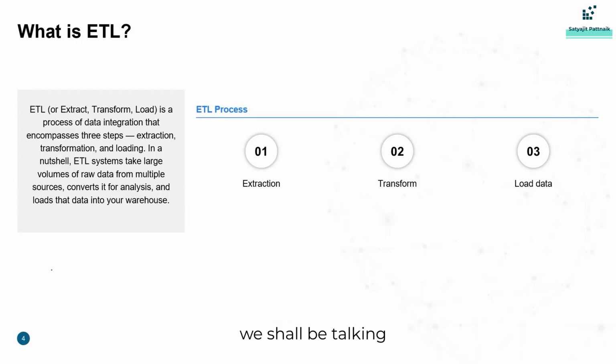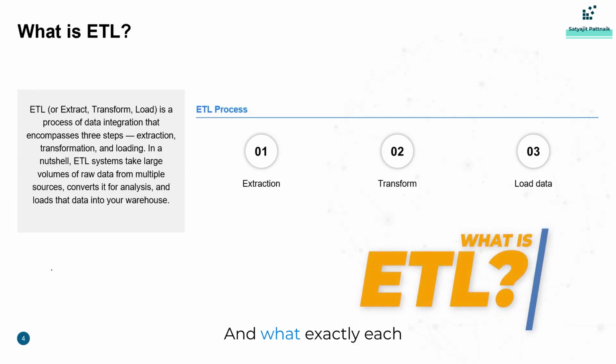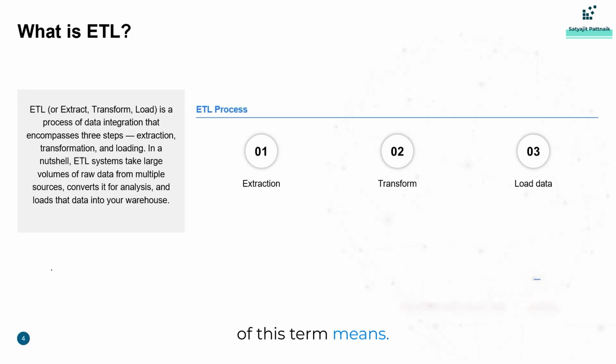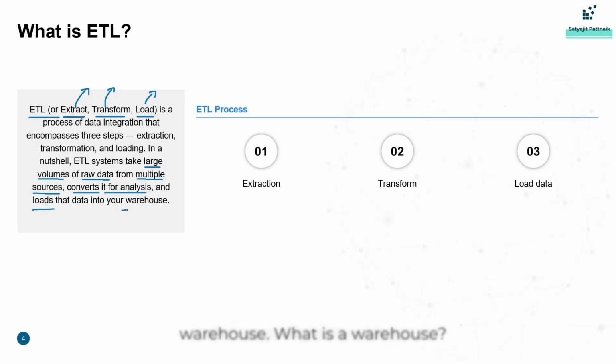Hi, in this video we shall be talking about what is ETL and what exactly each of these terms means. ETL basically stands for extract, transform, and load. Extract means extraction of the data, transformation of the data, and loading into a database or a data warehouse. ETL is a process of data integration that encompasses three steps: extraction, transformation, and loading. In a nutshell, ETL systems take large volumes of raw data from multiple sources, convert it for analysis, and load the data into your warehouse.